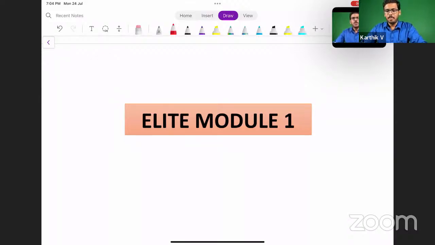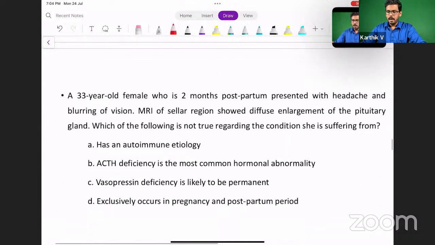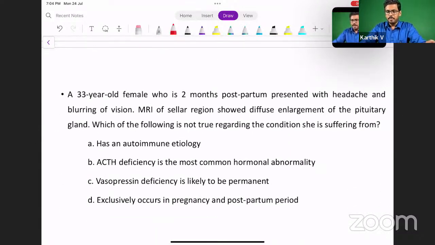Coming to question number 1, a 33-year-old female who is 2 months postpartum presented with headache and blurring of vision. The important points I would highlight in this question: 2 months postpartum with headache and blurring of vision. The MRI of Sella had shown diffuse enlargement of the pituitary. That is the second most important point, diffuse enlargement. And which of the following is not true regarding the condition she is suffering from?